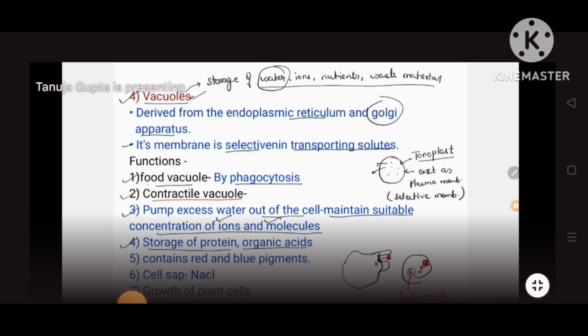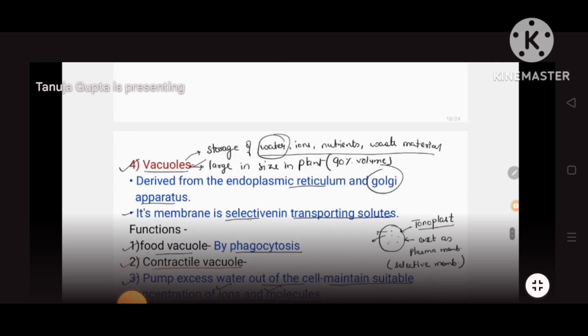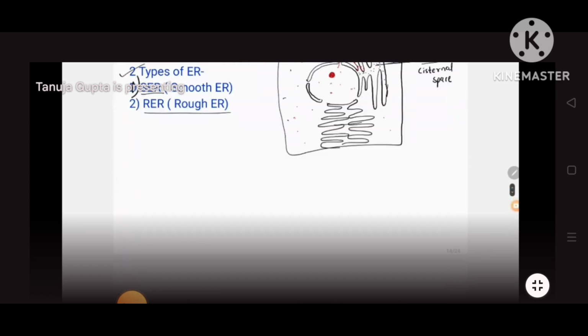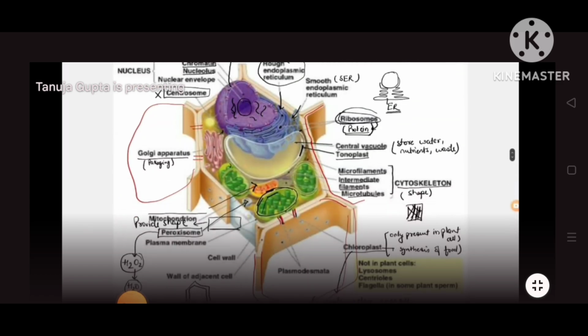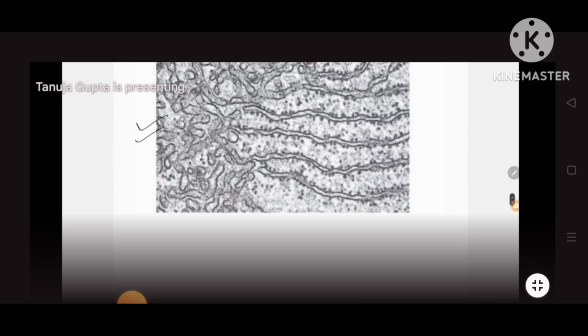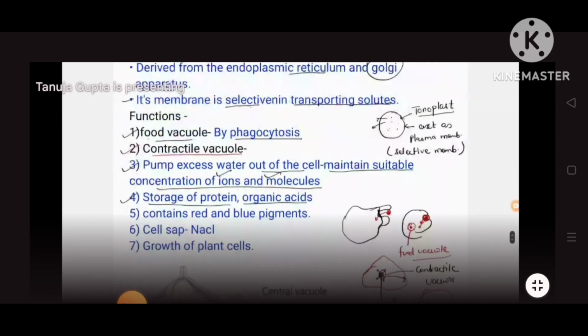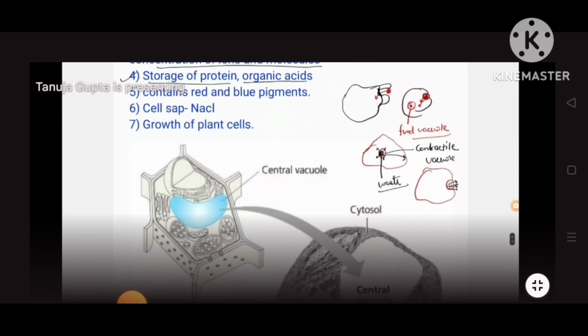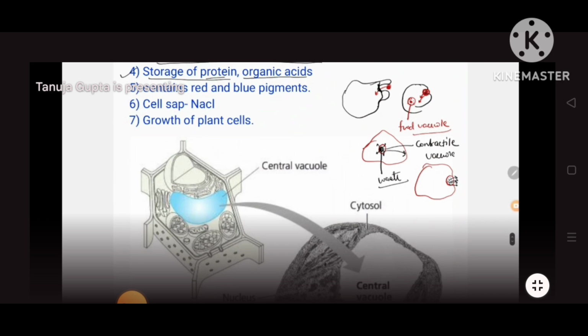Okay, so now you must know the vacuole is very large in size. In case of plants, it is a very large vacuole. It occupies 90% of the volume of the plant cell. Do you remember I showed you the plant cell where a large vacuole is there? This is the large vacuole, which stores a large amount of water, ions, and so many nutrients are also stored inside this one. Okay, right? So basically its main function is the storage of protein and organic acid.